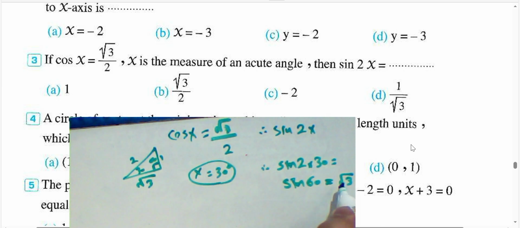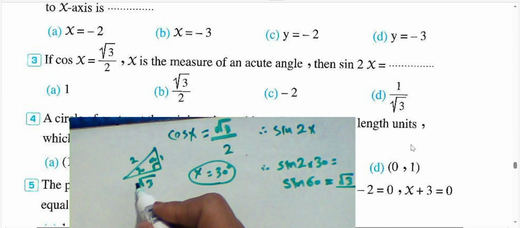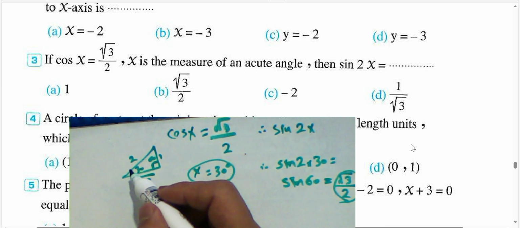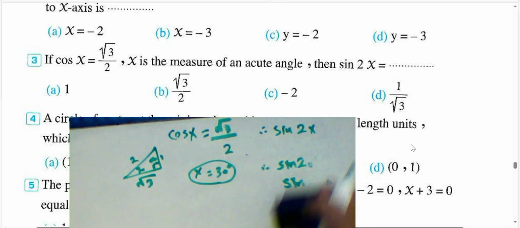And sine 60 equals what? Root 3 over 2. Sine will be opposite over hypotenuse, root 3 over 2. Choose letter B.